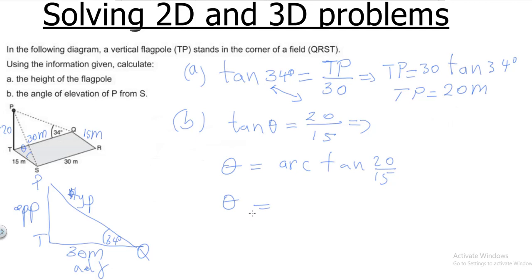So take your calculator, you shift, you press tangent, 20 divided by 15. So the answer will be 53 degrees. So the angle of elevation is 53 degrees. So you solve this question here. We just use tangent trig ratios. Okay. Now the next question we'll see will be using maybe sine rules. Okay.